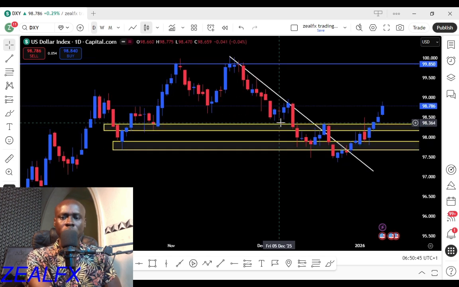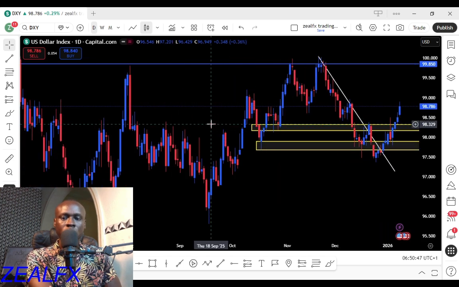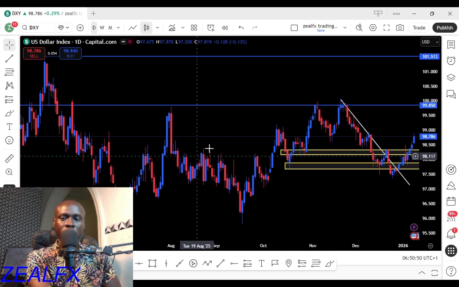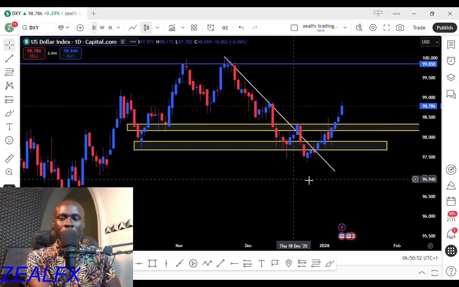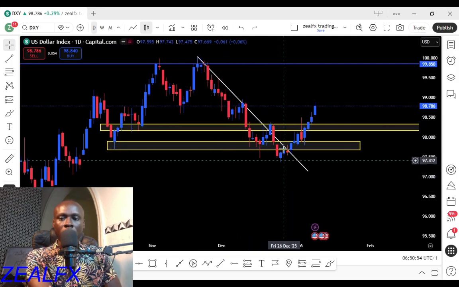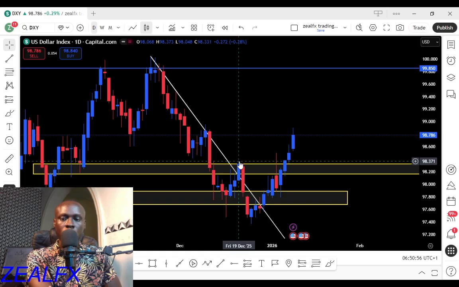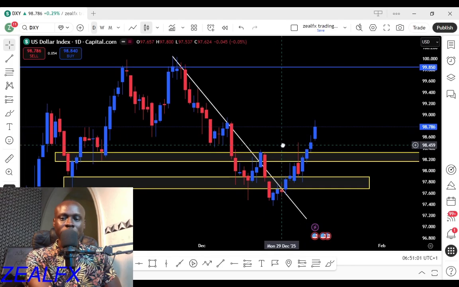So let's look at the major structure of the DSY on the daily chart. On the daily chart, the major structure of the DSY still remains a range, but price has closed above our inner structure lower high, which is this level, which indicates what we are expecting this week.